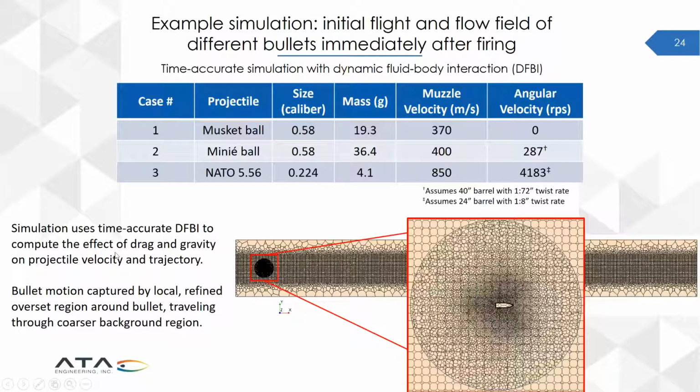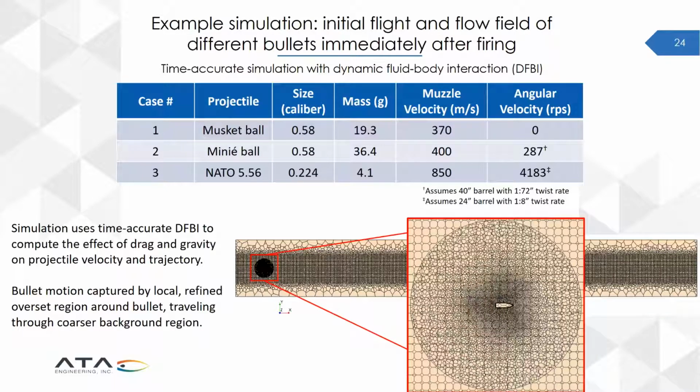I'm going to be using a time-accurate simulation just so we can get some cool animations and see how the drag and the flow field around the bullet develops when it's first expelled from the muzzle. Using something like the shockwave mesh refinement that Adam was just talking about, you can certainly do it, it just adds more computational cost.